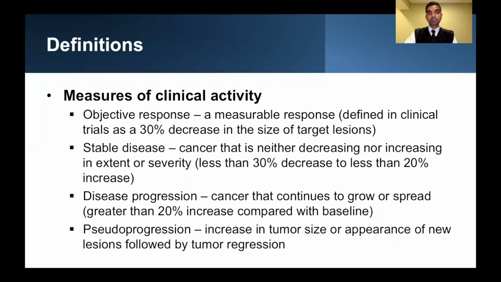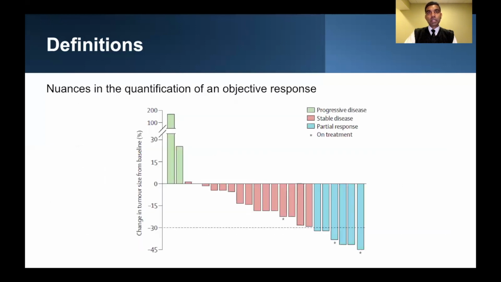Now, I just want to go into this definition of an objective response a bit more in detail. This may be a bit complicated, but I think it's very nuanced, and it's very important to understand this to figure out what one really means when you say a drug has a certain response rate.